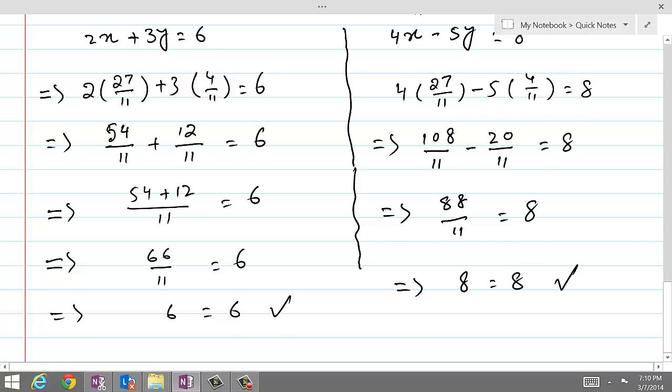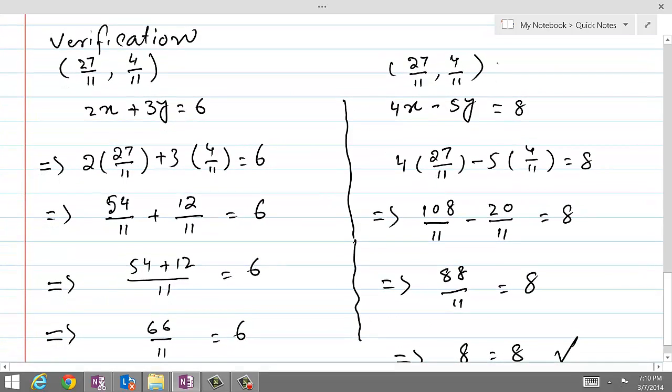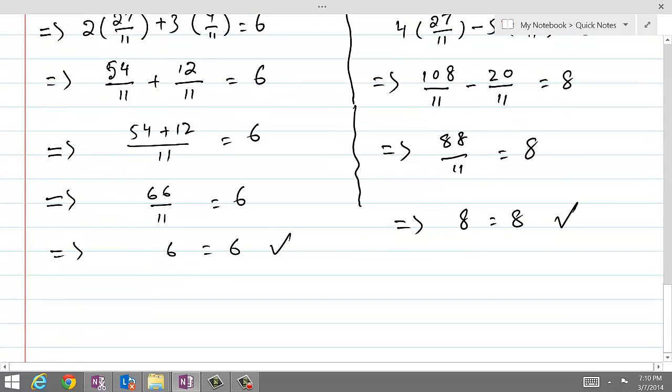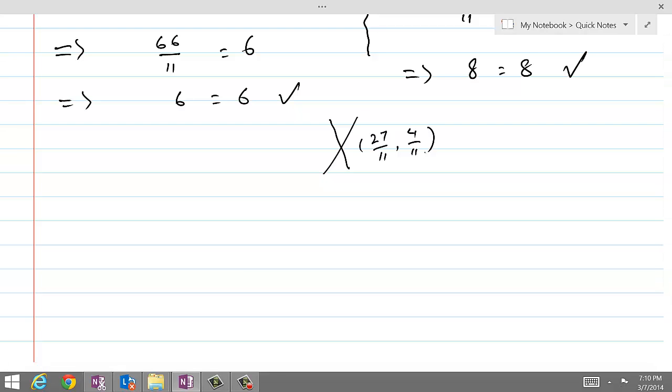It means that the point 27 over 11 and 4 over 11, this point here, P, is the common point of both lines. So the lines intersect each other at 27 over 11 and 4 over 11. Therefore, we have successfully used the elimination strategy to find the crossing point of both lines.